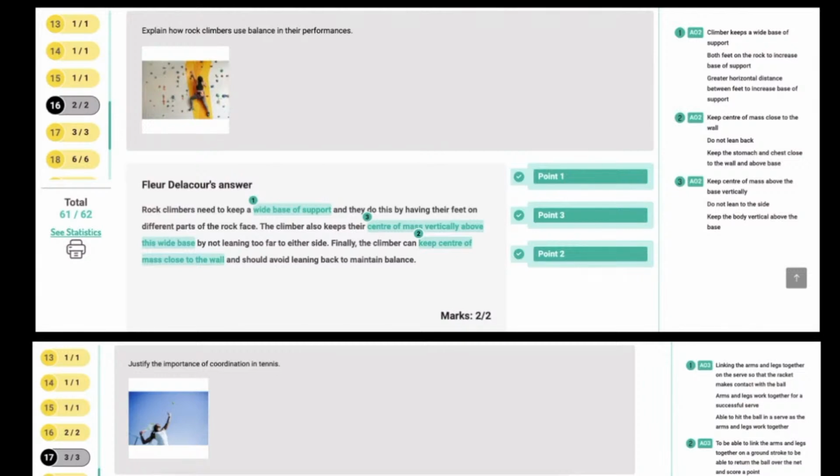So I think this is an interesting question. Why? Because we're asked to explain how a rock climber, quite a challenging example, uses balance, quite a challenging component of fitness, in their performance.